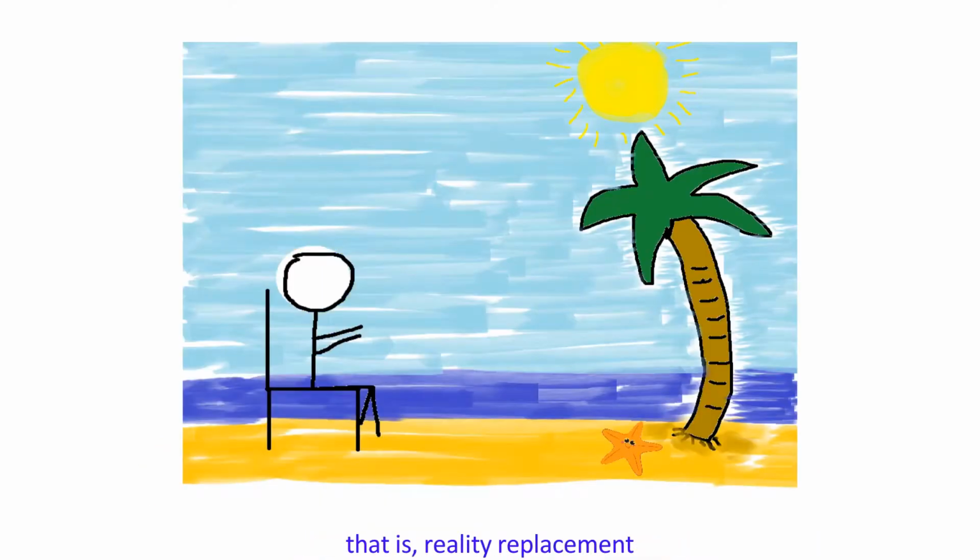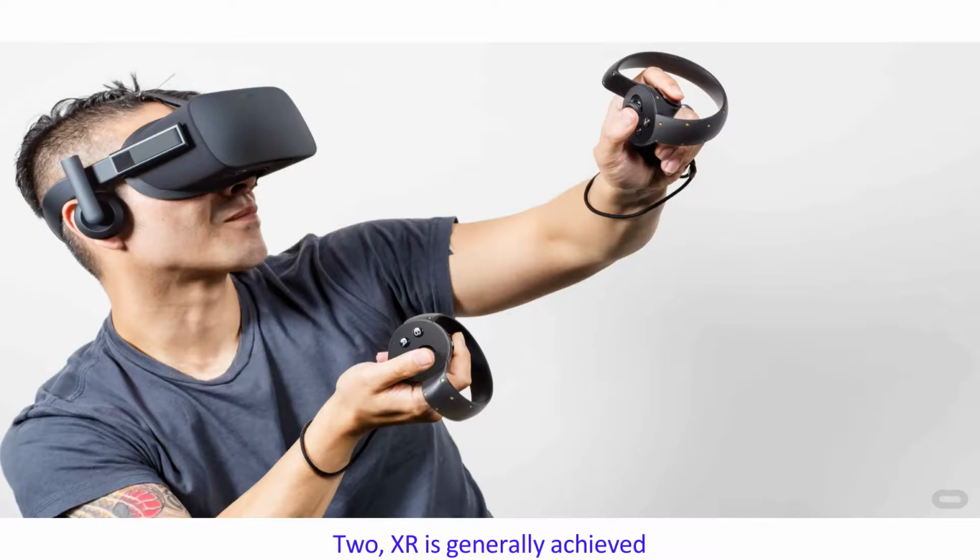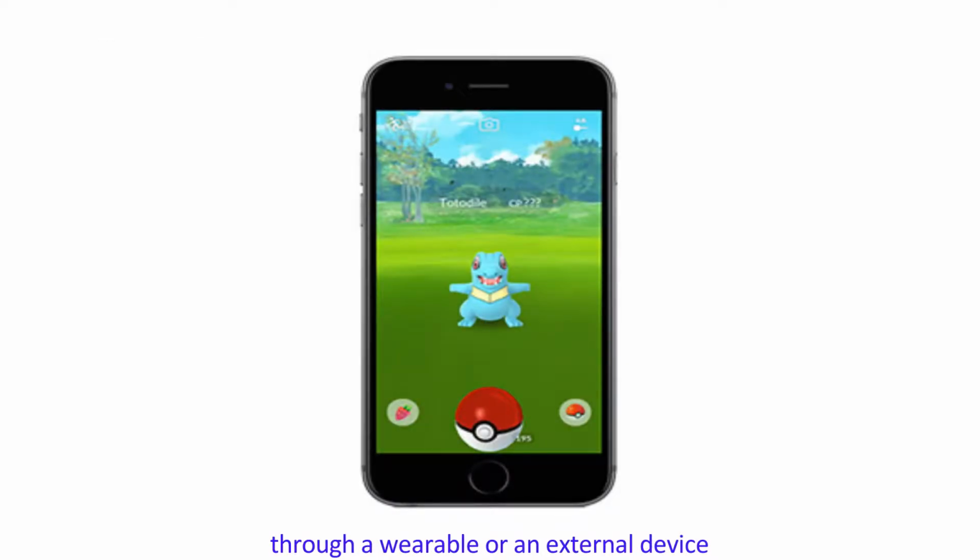The technologies that fall into the XR bucket have certain characteristics. 1. XR is usually used to immerse the participant into a different reality, that is reality replacement, or augment their current reality, that is reality addition. 2. XR is generally achieved through a wearable or an external device.